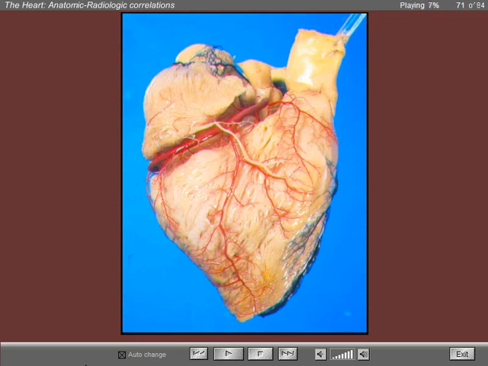This is the lateral view of the heart seen from the right side. Note that the only ventricle that we see is the right ventricle, which forms the anterior border of the heart. Note the right coronary artery coursing in the right atrioventricular groove with the right atrium above it and the right ventricle below it. The probe is in the pulmonary trunk.